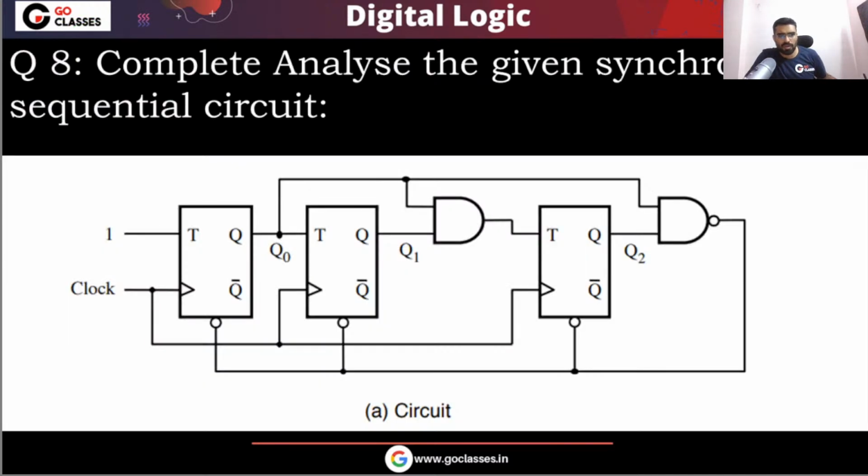Okay, let's move on. Let's do the analysis of this circuit. Did you do this question? What is this circuit? This counter is what type of counter? My question is, what is the modulus of this counter?